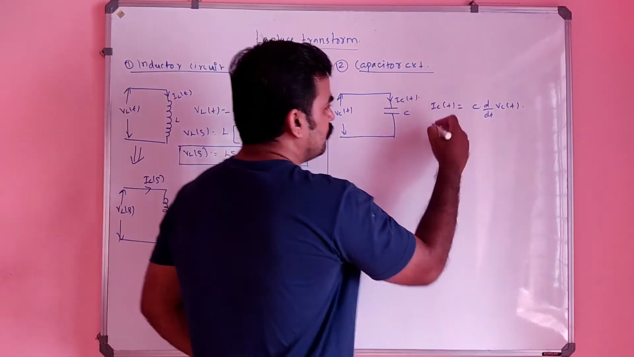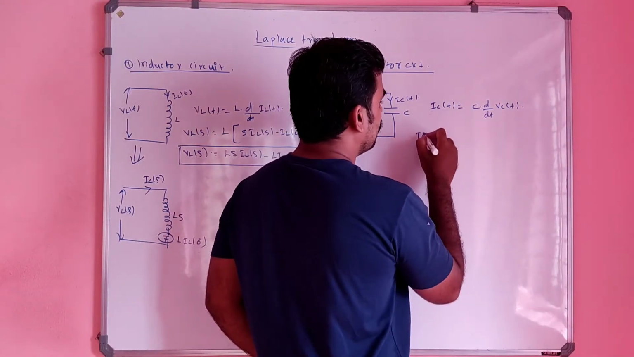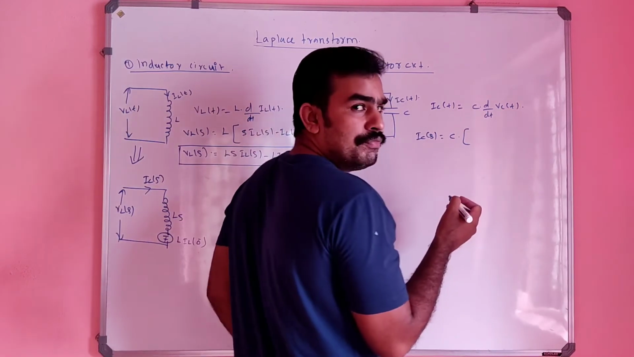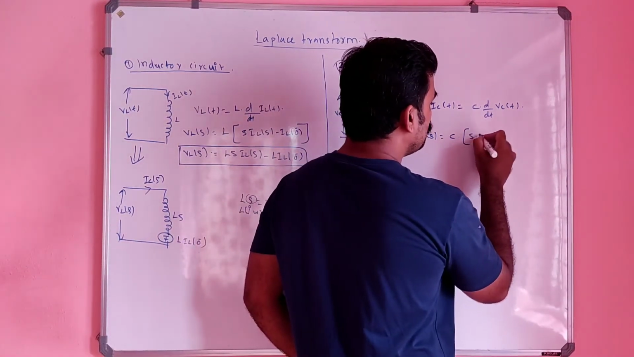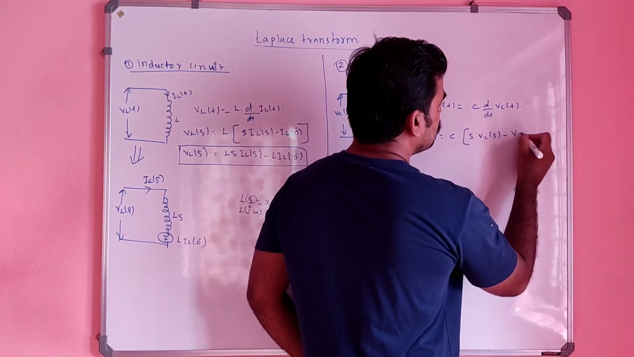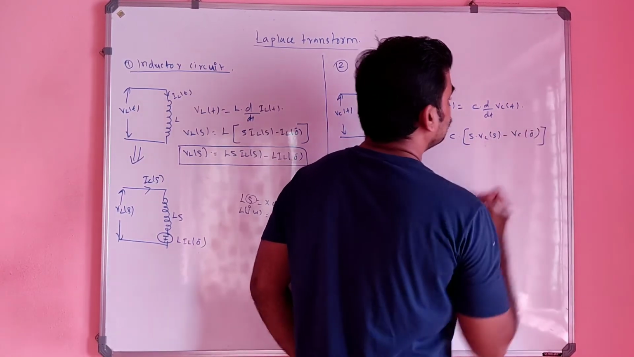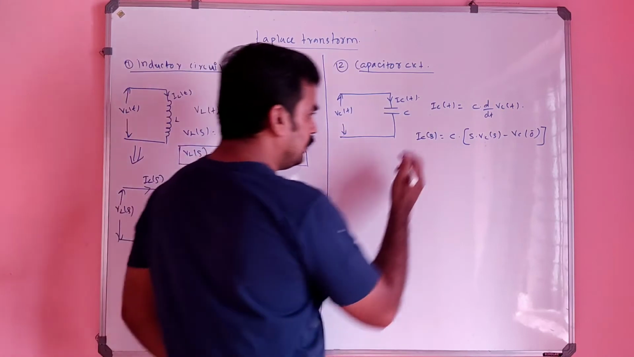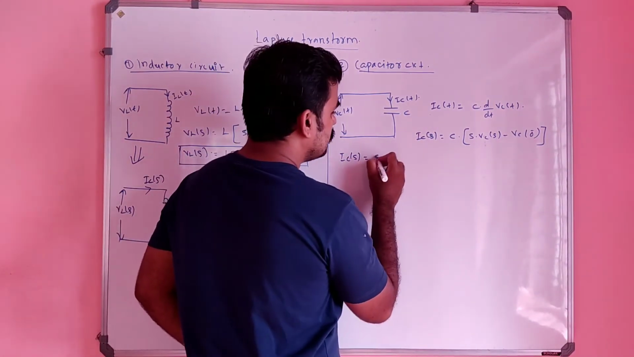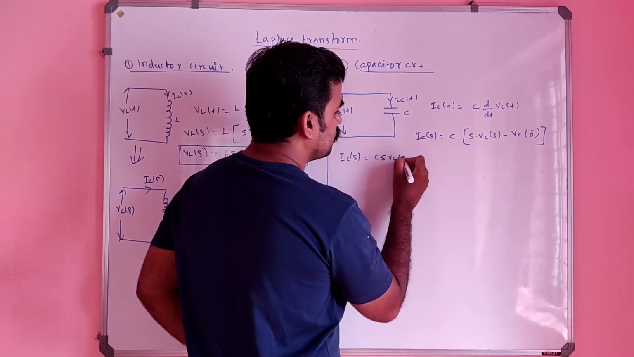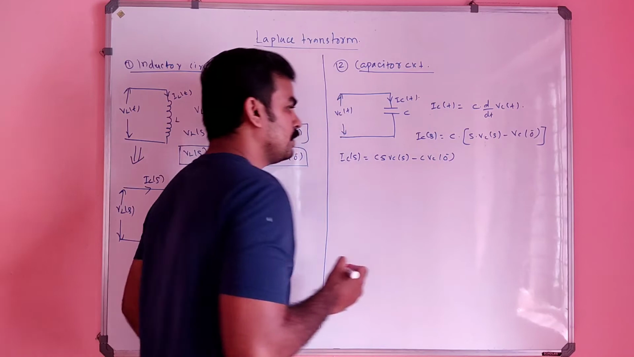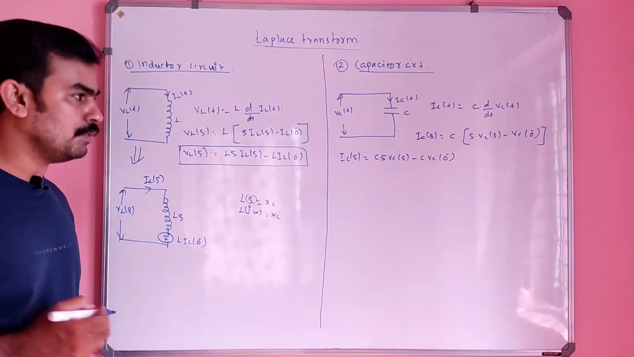If you have to convert it, taking Laplace on both sides, it will become IC of s equal to C into d by dt Vc of t, which will be s into Vc of s minus Vc of 0 minus, correct or wrong? That means IC of s will be equal to Cs into Vc of s minus C into Vc of 0 minus, correct?